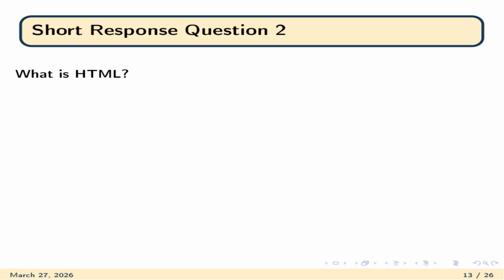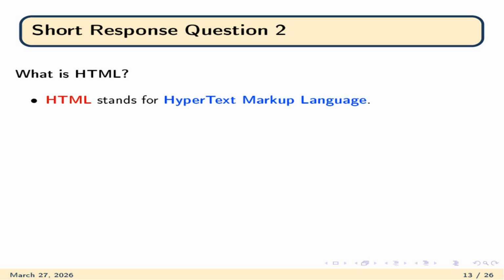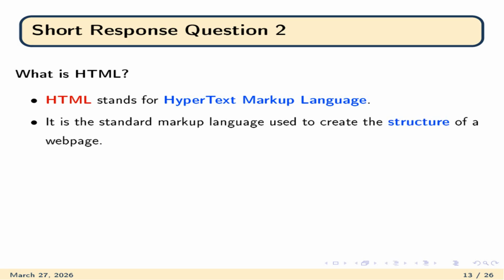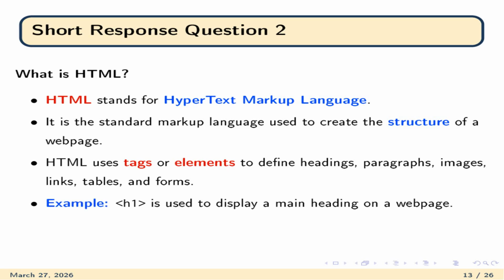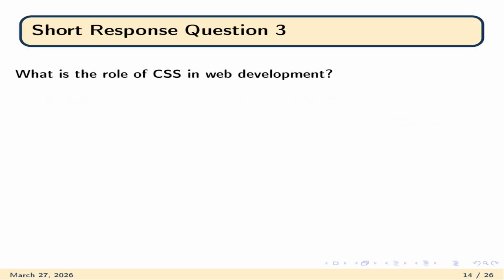Question number 2. What is HTML? HTML stands for Hypertext Markup Language. It is the standard markup language used to create the structure of a web page. HTML uses tags or elements to define headings, paragraphs, images, links, tables, and forms. Example: H1 is used to display a main heading on a web page.